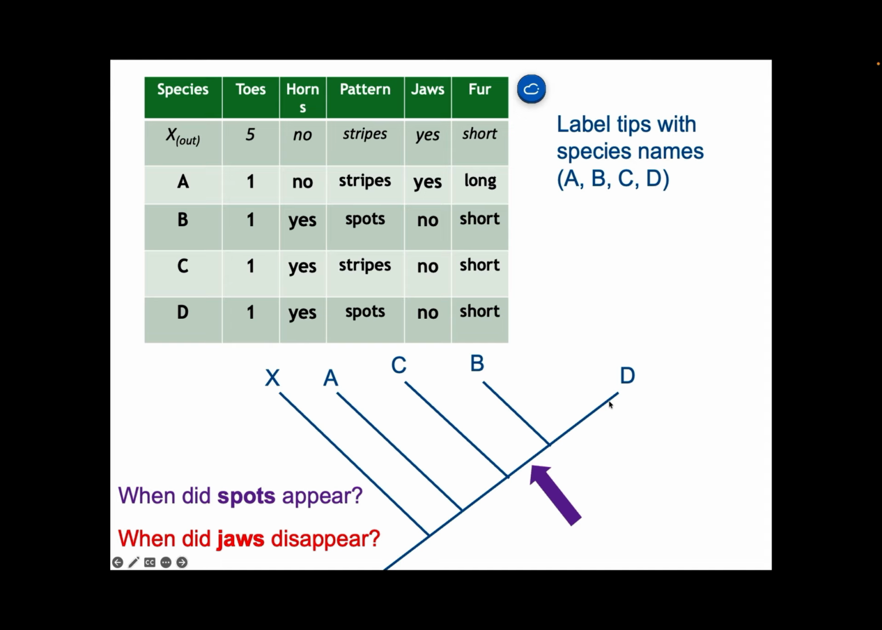And when did jaws disappear? Well, we know that B, C, and D don't have jaws, and so again, the simplest explanation is probably sometime in this stretch of evolutionary time, jaws would have disappeared.